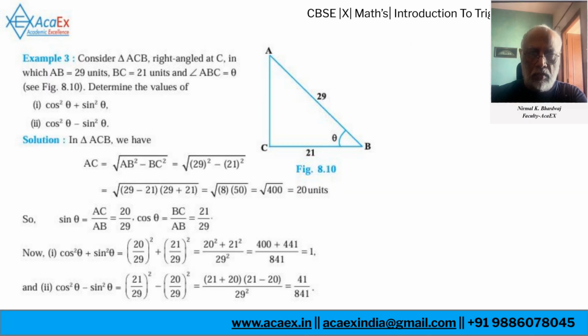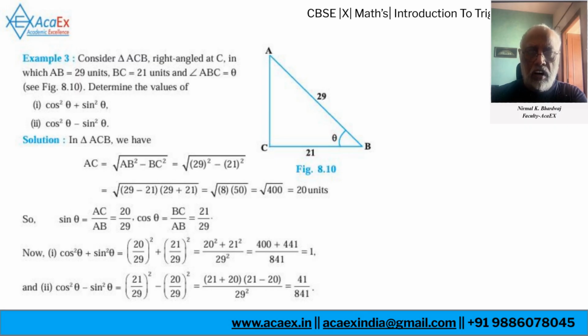Example 3. Calculating with ratios. Problem. In a right-angled triangle with a hypotenuse of 29 units and one side of 21 units, let the included angle be theta. Find the values of cosine squared theta plus sine squared theta and cosine squared theta minus sine squared theta. Solution. First, find the length of the third side using the Pythagoras theorem, which is the square root of 29 squared minus 21 squared, equaling 20 units.